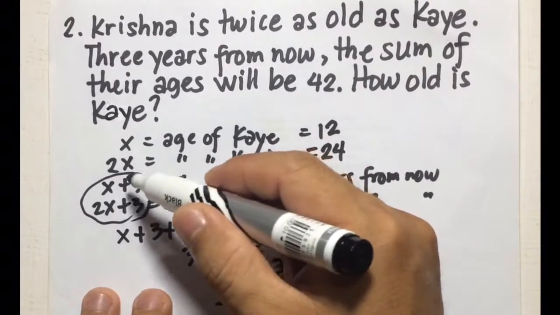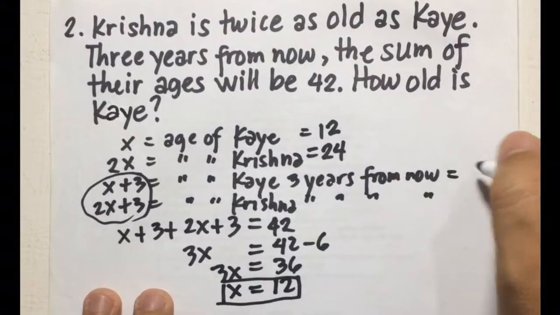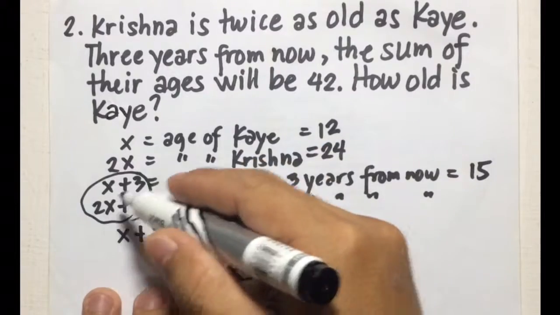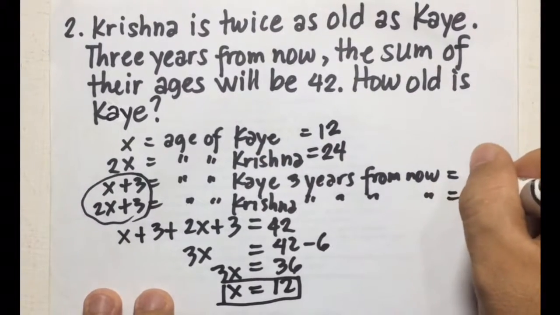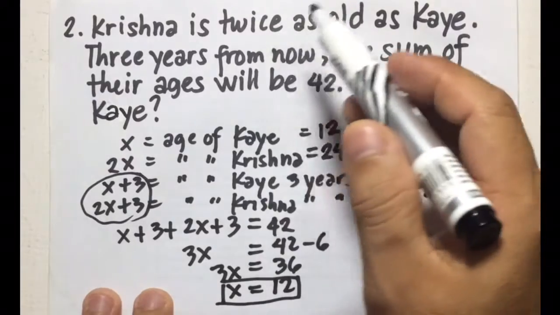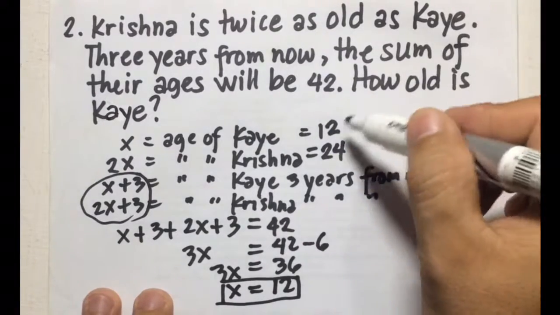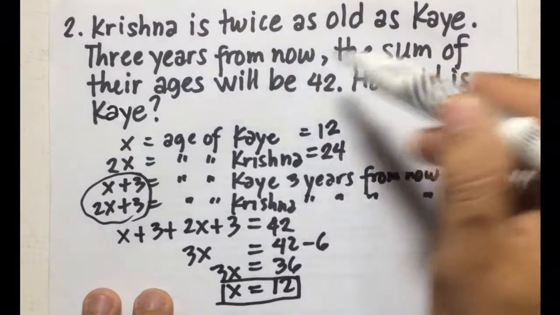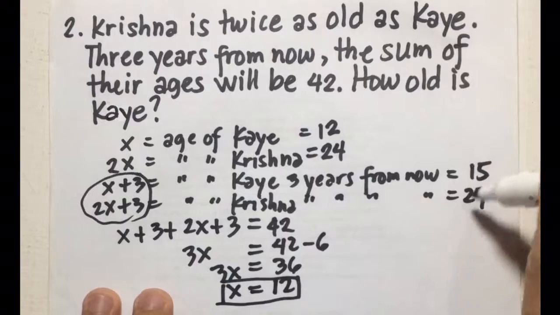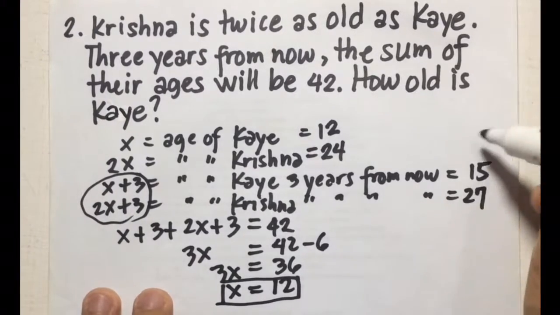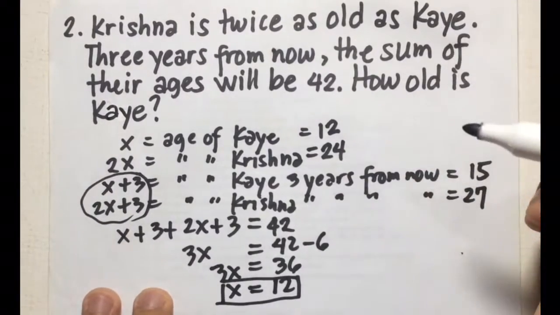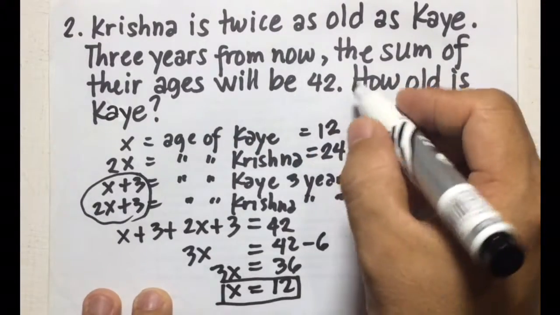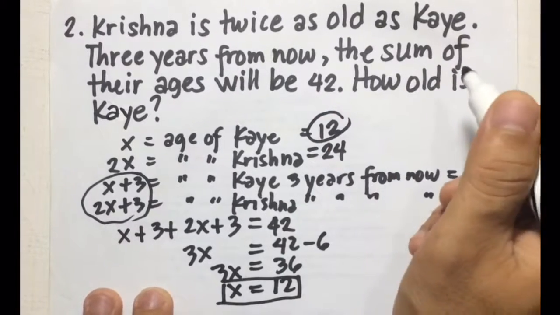Then 3 years from now, that will be 12 plus 3, which is 15. Then 2 times 12 is 24, plus 3, that will be 27. To check if our answer is correct, go back to the problem. Krishna is twice as old as K. K is 12, so times 2 is 24, so correct. 3 years from now, the sum of their ages will be 42. If we add these 2 here, it will sum up to 42. So your answer is correct. Now to answer the problem, how old is K? K here is 12 years old.